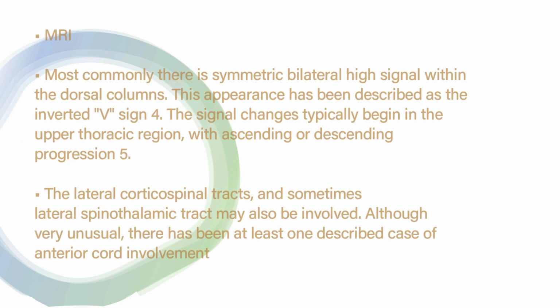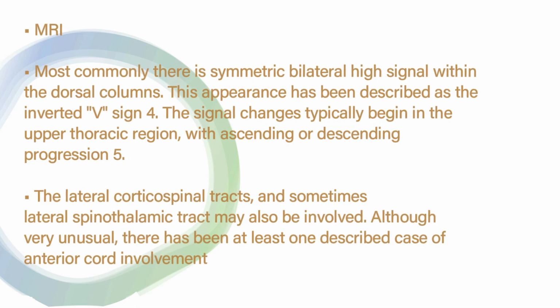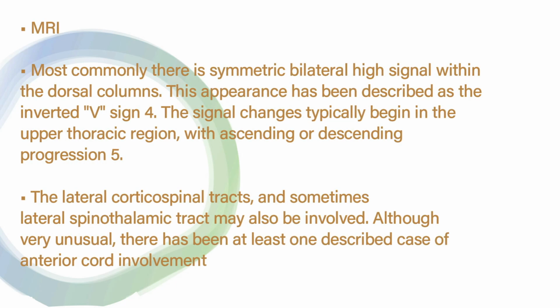So classically, the MR features are symmetric bilateral high signal within the dorsal columns, which we could appreciate in our case, the inverted V sign. It will typically involve the upper thoracic region, and it can have ascending and descending progression. Sometimes, rarely, you can see the lateral corticospinal tracts also.